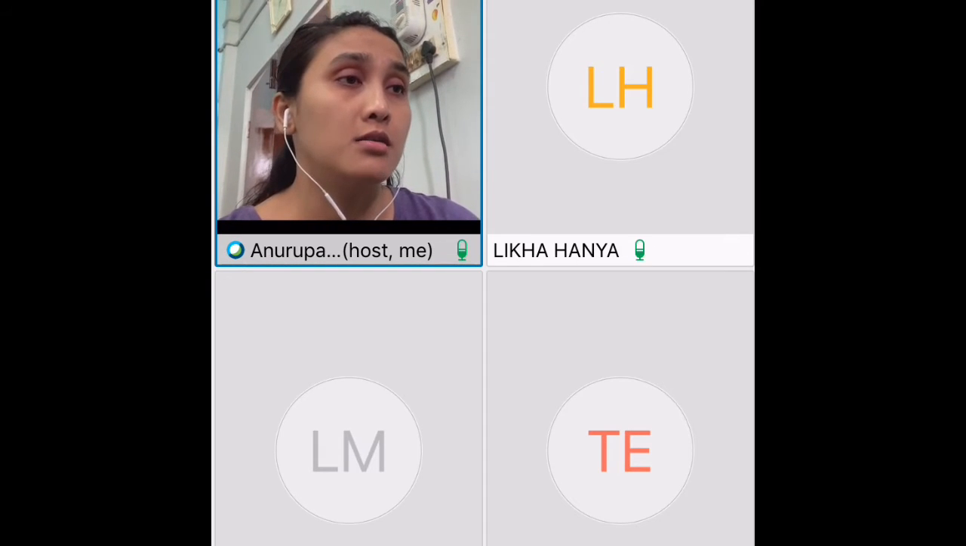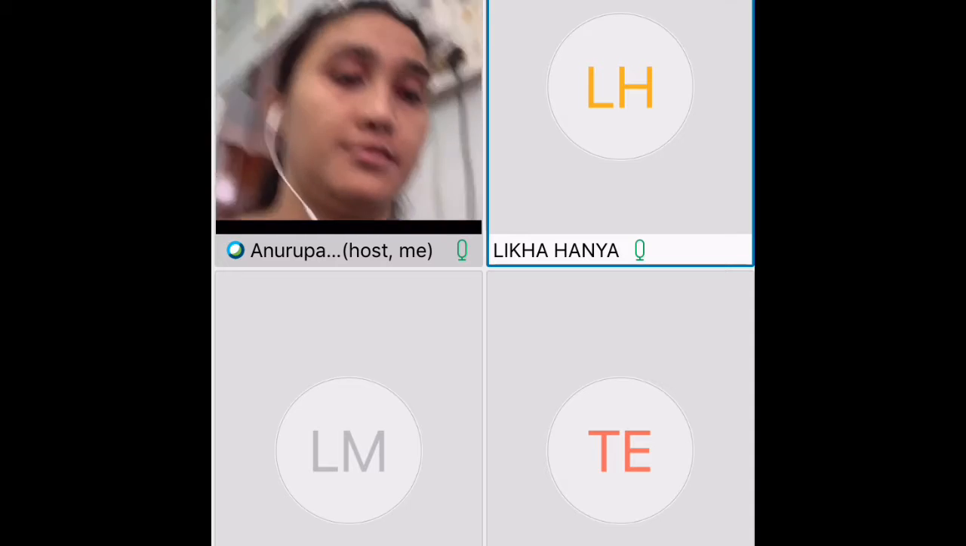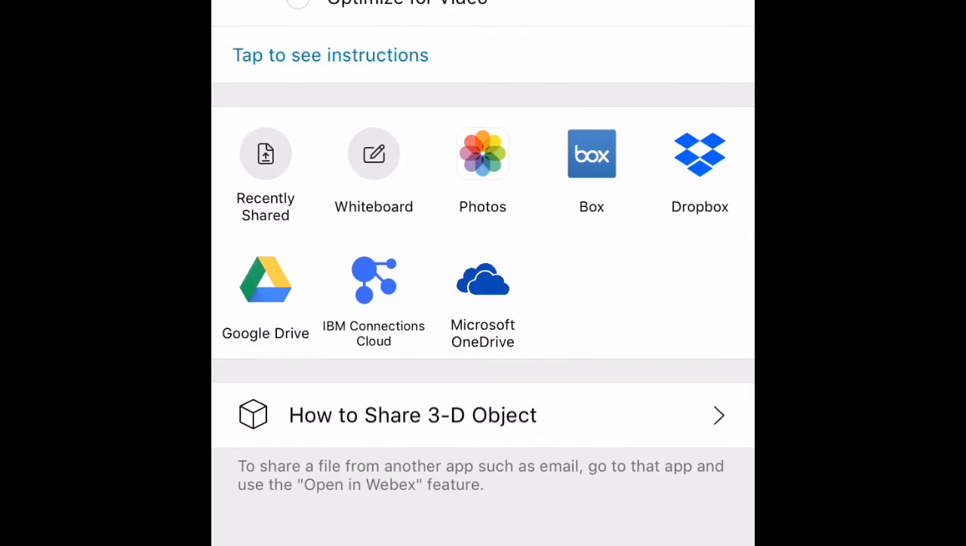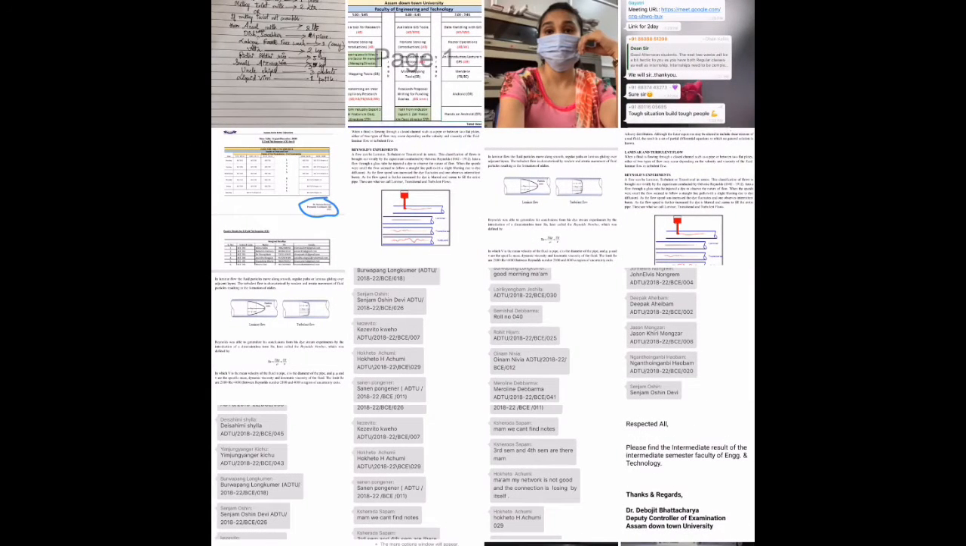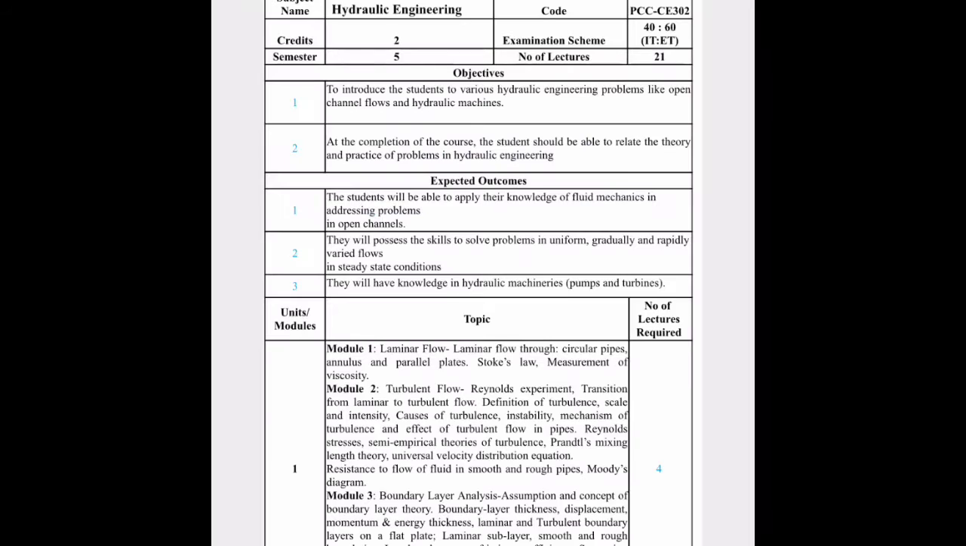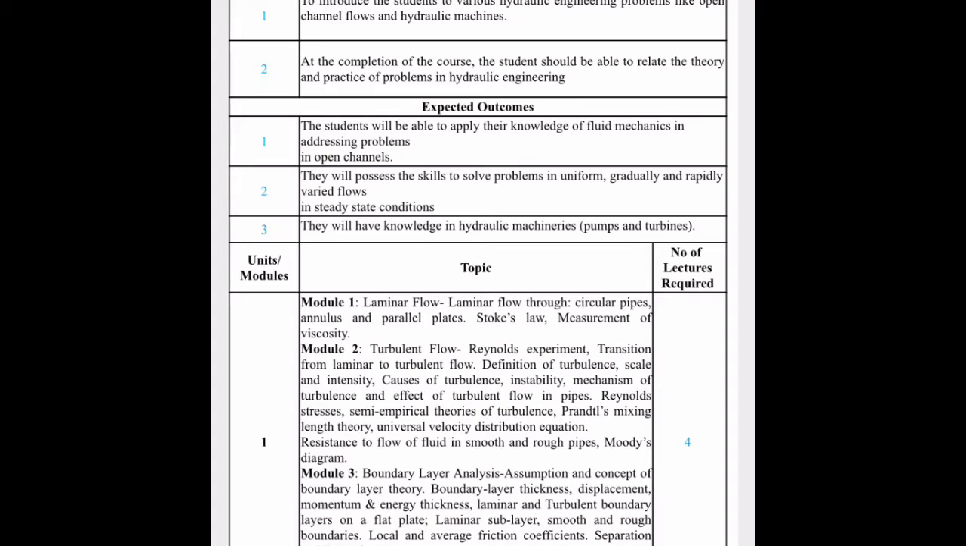So let's discuss the first unit, module 1. Okay, let me share my screen with you. Wait for a minute. Okay, is this visible to all of you? Yes or no? Okay, so in your first chapter you have laminar flow through circular pipes, annulus and parallel plates, Stokes law problems, and measurement of viscosity.